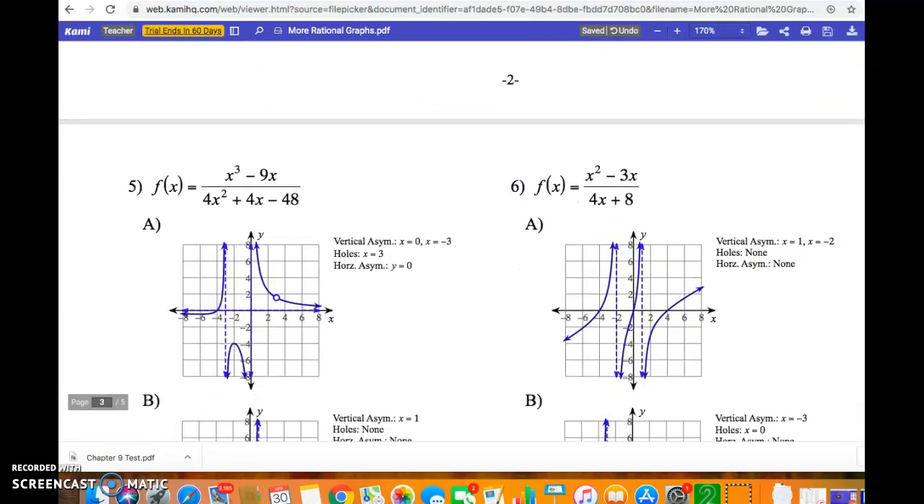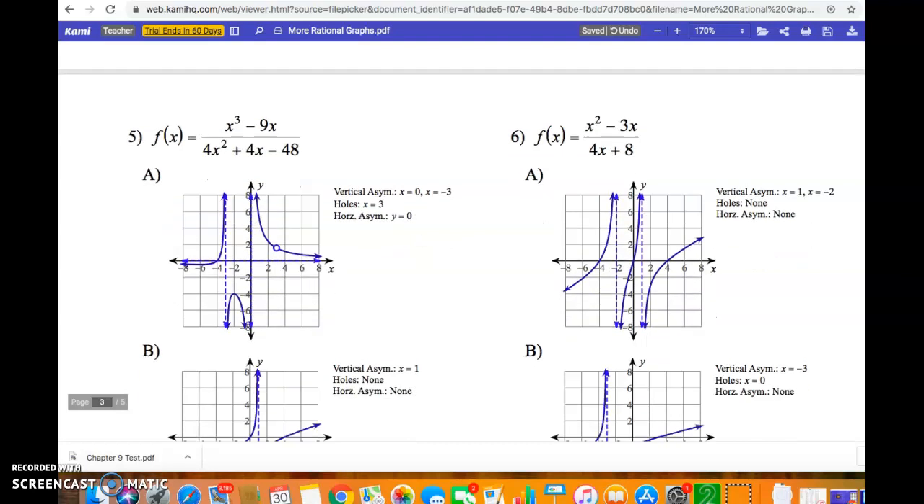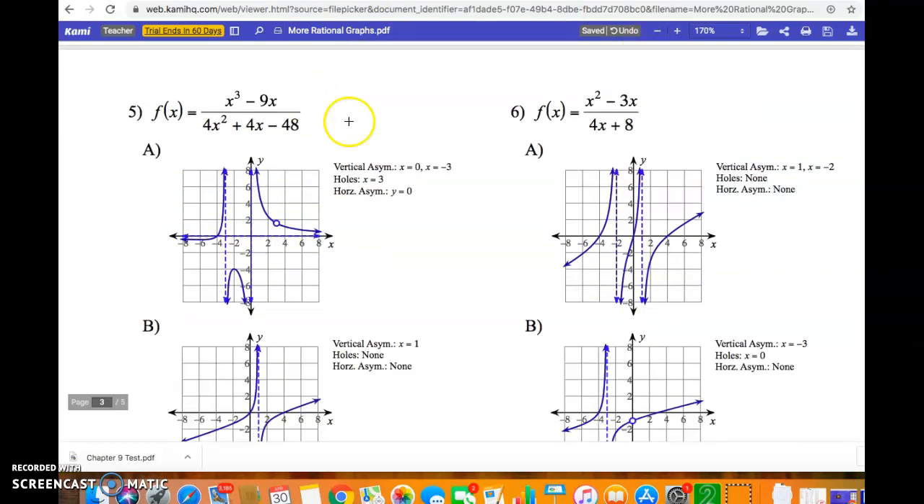All right, so let's see. If I did one, let's take a look at number 5. All right, so number 5 is definitely more complicated. These were like the ones you had last week, which may have been a little bit too tough, but I'll work you through this one as well. So before we even talk about vertical asymptotes, horizontal asymptotes, holes, we need to break this down and factor these.